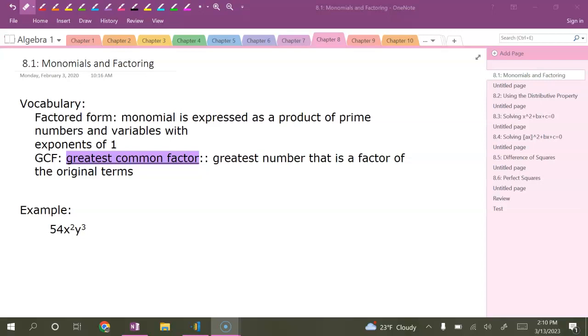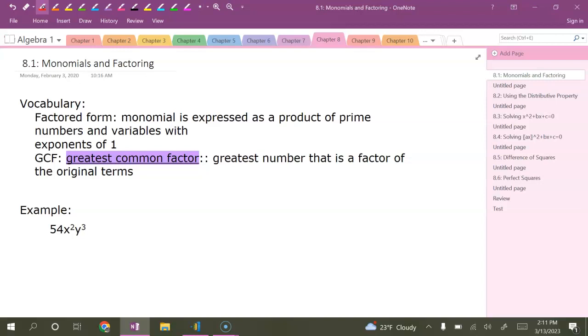Now, in this first section, we're going to focus mainly on just monomials, which, if you remember from Chapter 7, a monomial is a single term. So it just has a number with maybe letters attached to it, but it's not going to have plus or minus signs separating the terms out. Okay? So the first thing we want to talk about is something called factored form. Factored form is when you take this monomial and you express it as a product of prime numbers or variables that have exponents of 1.